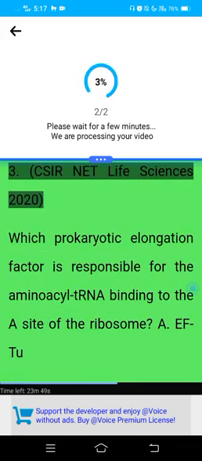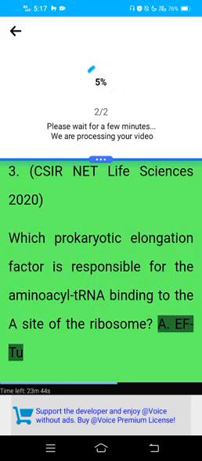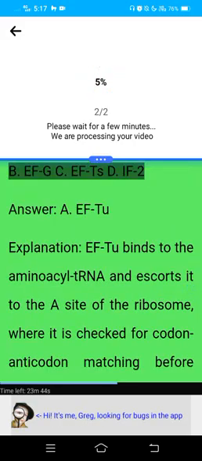3. CSIR NET Life Sciences 2020. Which prokaryotic elongation factor is responsible for the aminoacyl tRNA binding to the A site of the ribosome? A. EF-Tu. B. EF-G. C. EF-Ts. D. IF2. Answer. A. EF-Tu.